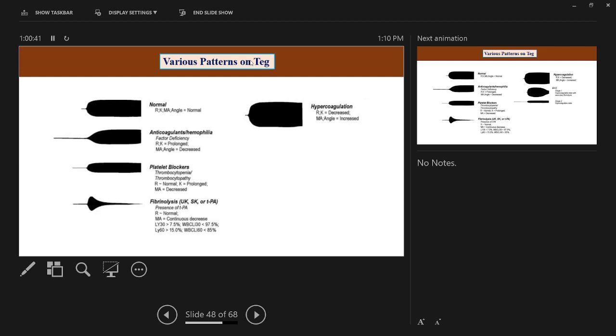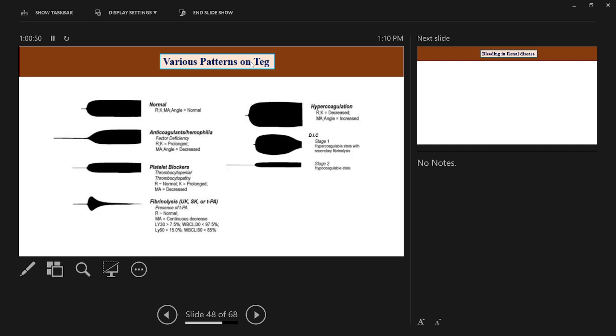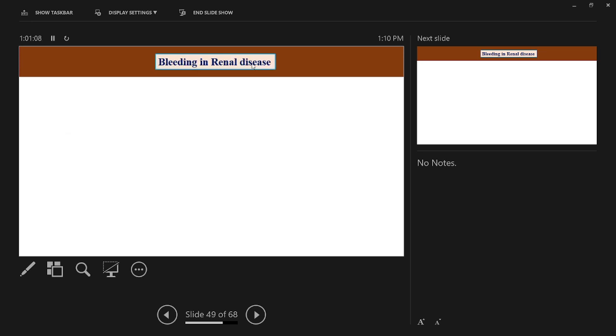In hypercoagulation, the R time and K time are actually decreased, and the maximum amplitude and alpha angle are increased, as you can see here. In DIC stage 1, which is a hypercoagulable state with secondary fibrinolysis, the graph is almost similar. We'll be discussing it later on when we discuss DIC. And in stage 2, which is the hypocoagulable state, there is a prolongation of R time and K time, and a decrease in the maximum amplitude. Basically, everything in the coagulation pathway gets affected in DIC.